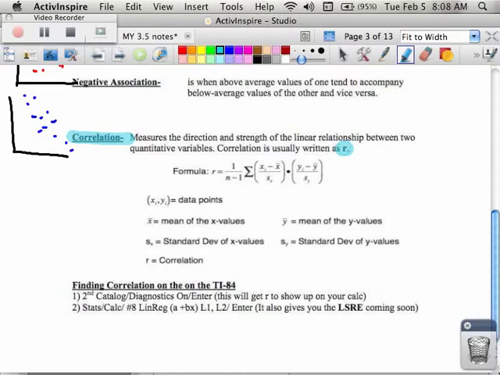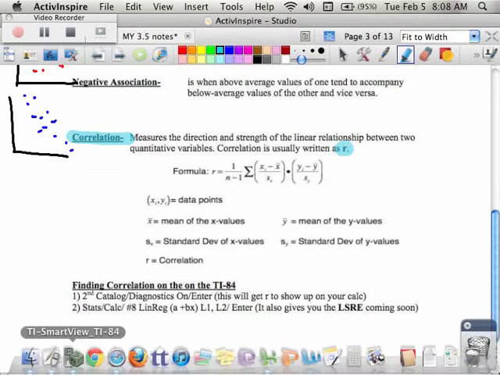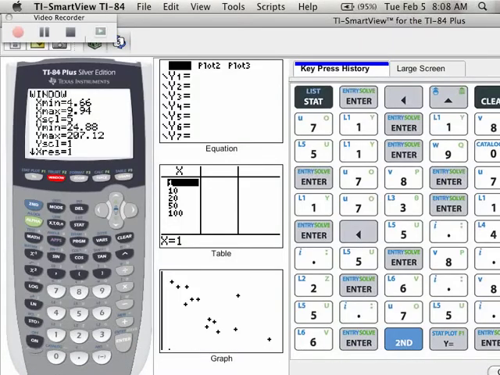So what I'm going to do is I'm going to show you how to find correlation on your calculator right now. You might want to write down these directions. So the first thing that you want to do is when you're in your calculator, you want to go second 0. And it brings you to the catalog. So you might want to write that down, second 0. Are these the instructions at the bottom of the page? Probably. You can take a look. If they are, then that's good.